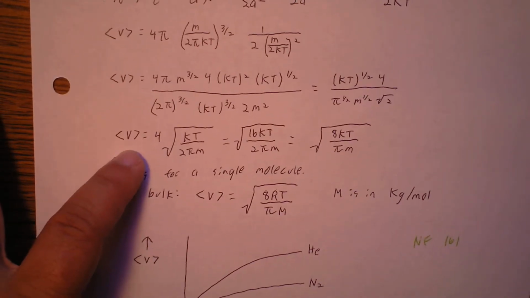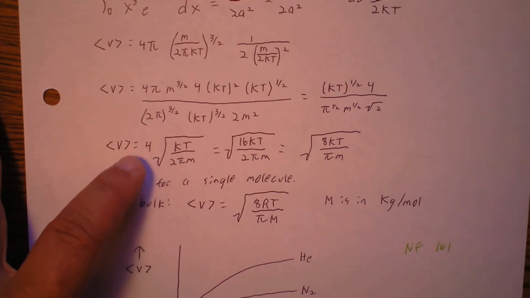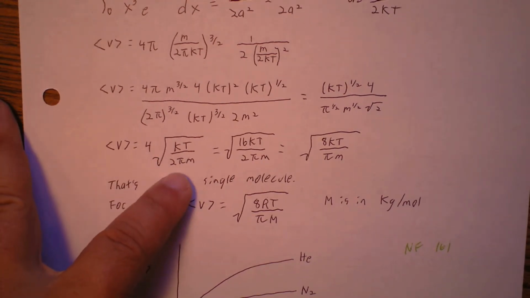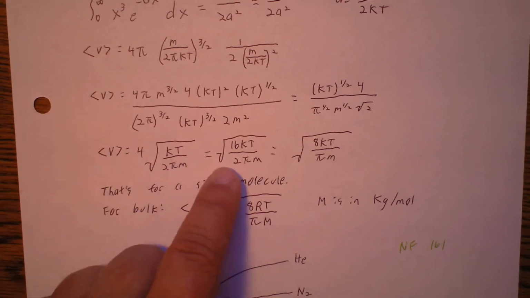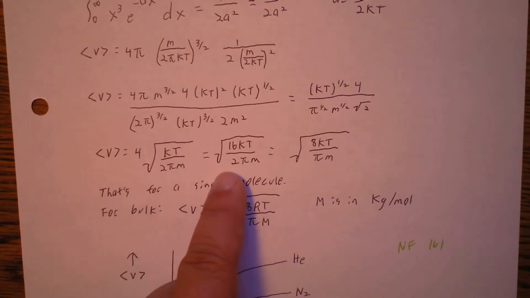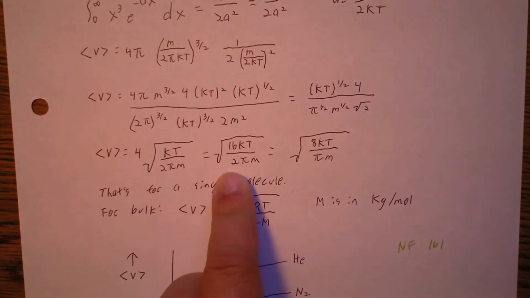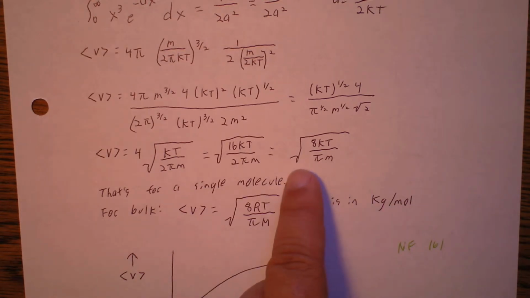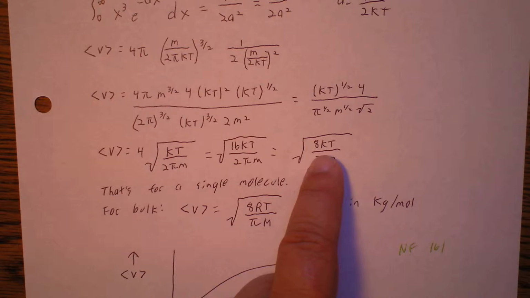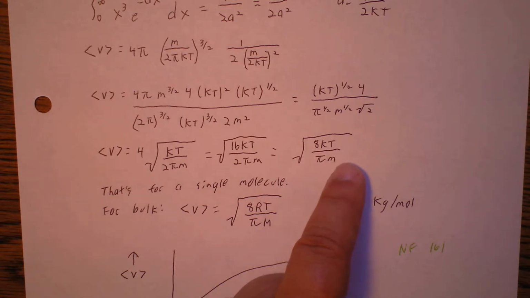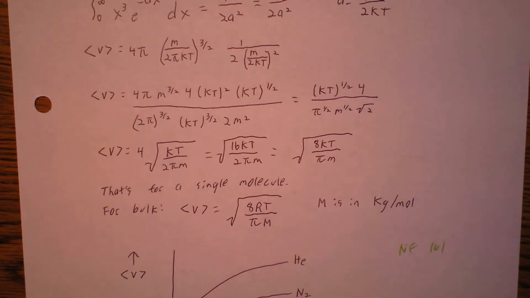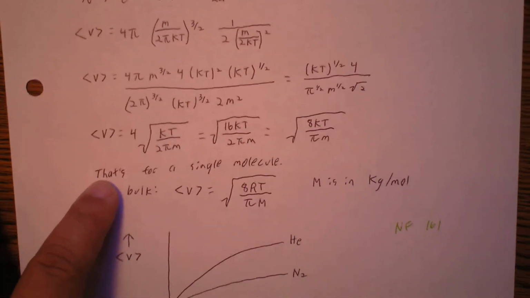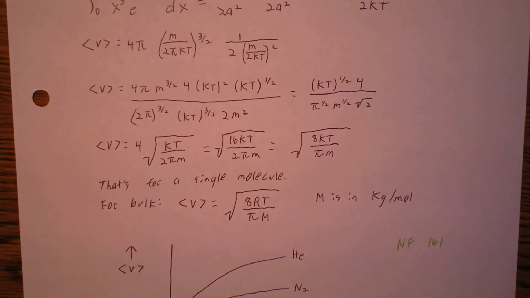Or put another way, we can write the average speed is equal to 4 times the square root of kT over 2 pi m, or we could distribute that 4 and get the square root of 16 kT over 2 pi m. 16 halves becomes 8, so we get the average speed is equal to the square root of 8kT over pi m. Now remember though, that's all if we're talking about one single molecule. That's why we have k and a lowercase m.